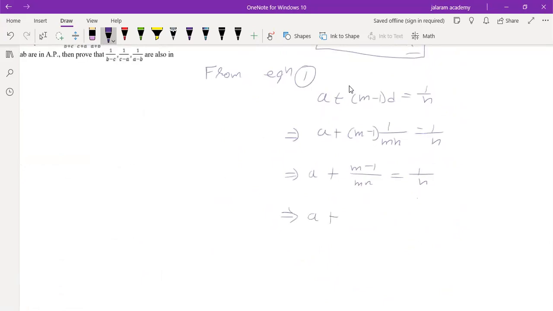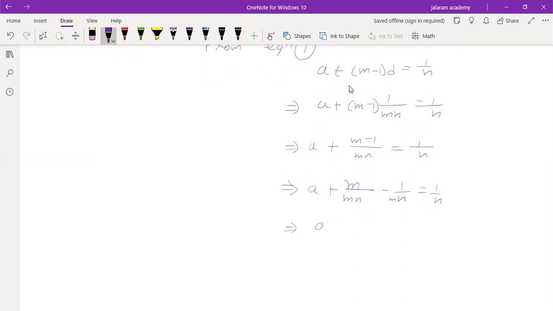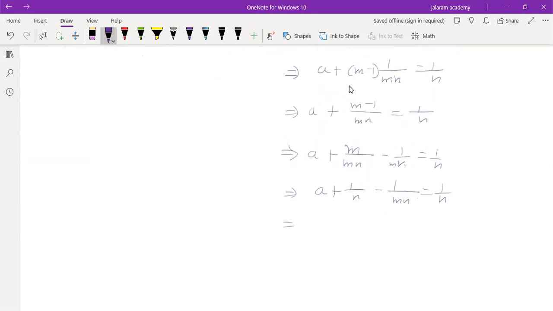It implies a plus, now we separate them, m by mn minus 1 by mn equals 1 by n. It implies a plus, m cancelled out, so it is 1 by n minus 1 by mn equals 1 by n. Now we transfer all of them to the other side except a to find a. So this 1 by n becomes minus 1 by n. Minus 1 by mn becomes plus 1 by mn on transferring to the other side. And this 1 by n is already there, so they will be cancelled out. And the first term is also 1 by mn.